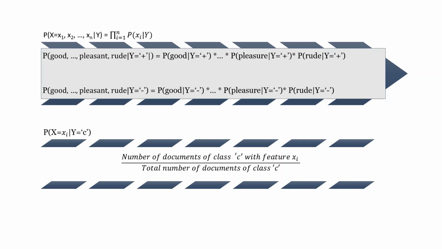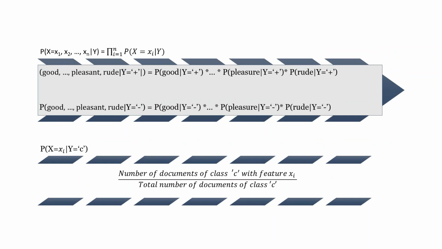We make use of the Naive model, so we have assumed the independence of the features. So the probability of the features given y is equal to the product over i from 1 to n of the probability of a feature xi given y. So the probability of good, etc., up to rude given y equal to positive is equal to the probability of good given positive up to the probability of rude given positive. Similarly, we calculate when y is equal to negative.